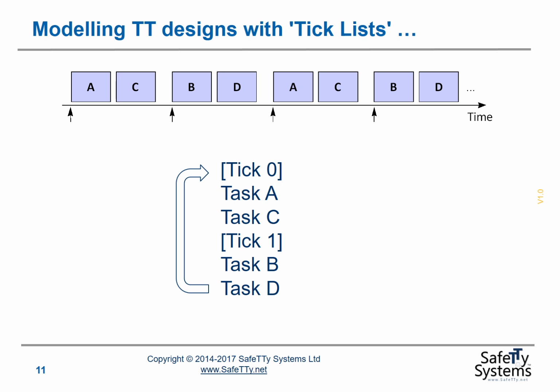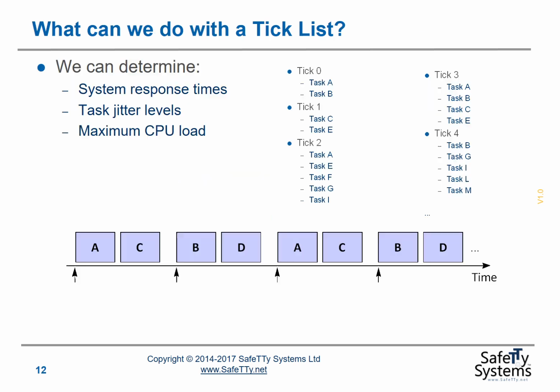We discussed in detail techniques for modeling TT designs with tick lists. And we've seen that there are various things that we can model in this way, such as the system response times, the task jitter levels, and maximum CPU loading. These are all useful things to be able to do, and it's very difficult to provide such detailed information, for example, for the maximum CPU load if you're working with an event-triggered design.